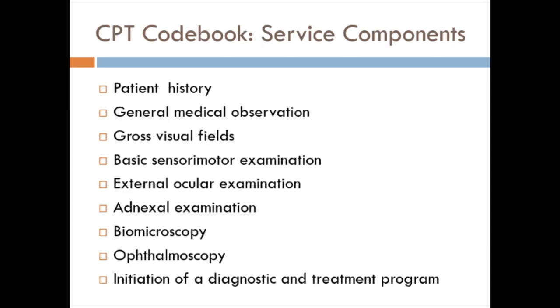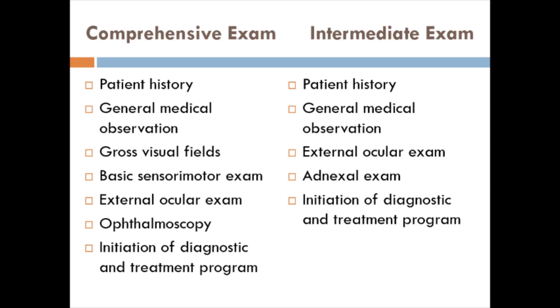What the CPT codebook says is that these nine things make up the service components of an eye exam: history, general medical observation, and so on. These nine things. It's not 12 things. It's not 15 things. There's not a refraction involved in it. It's these nine things. These nine things are the things that you can do to make up an eye exam according to the current procedural terminology. And you have certain combinations of these service components that are required to report certain intensities of exam.